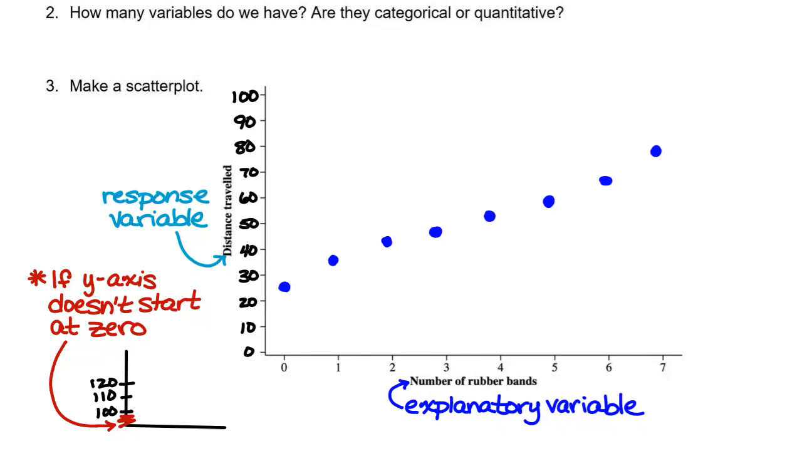I want to describe this scatter plot. Do you guys remember how we used socks to describe distributions when we had just one variable? We're going to use another acronym to help us describe a distribution when we have a scatter plot. 2 variables. These 2 variables are what type? Categorical or quantitative? Quantitative. We measured number of rubber bands with a numerical value. We measured distance traveled with a numerical value.